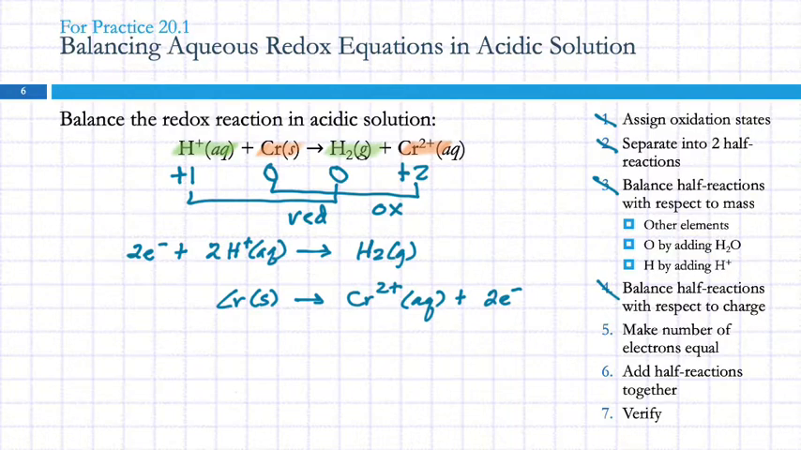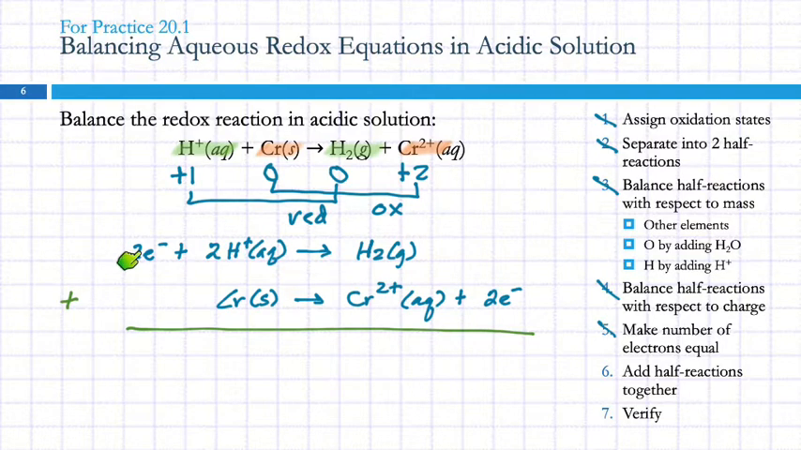Make the number of electrons equal. Well, this one has 2 electrons, and that one has 2 electrons. They're already equal, so we don't have to do anything. Add the half reactions together. So let's add these together. Just adding those. And here we have 2 electrons on one side and 2 electrons on the other side. When we add that, those will cancel out. Yes? If the number of electrons weren't equal, how would you? We would have to multiply all the coefficients, and we'll do an example of that.